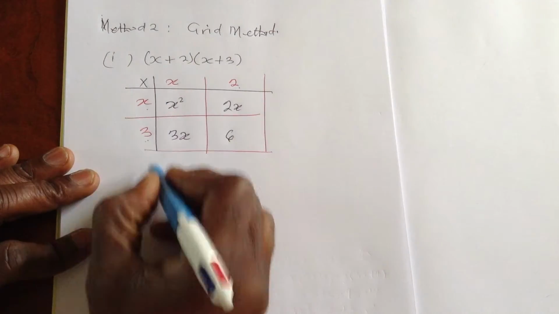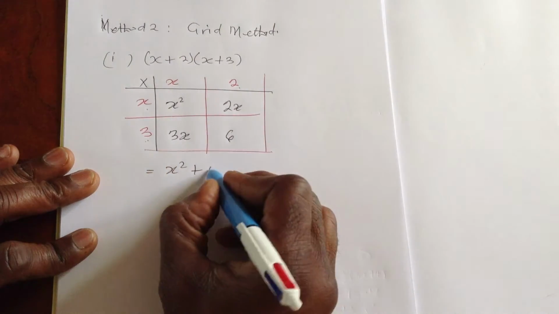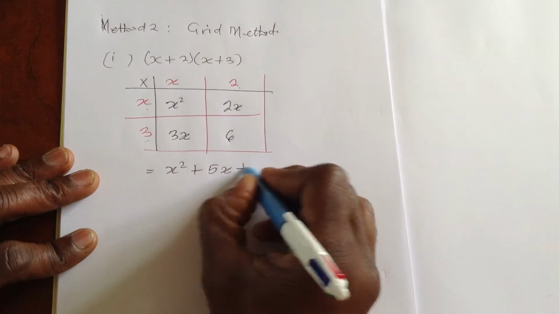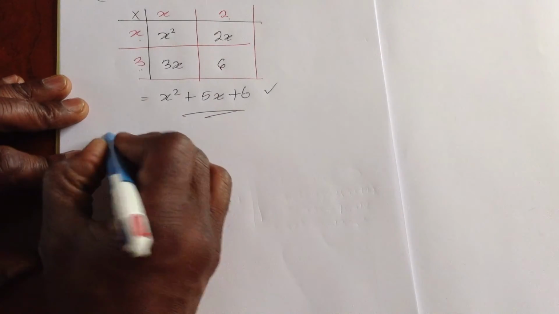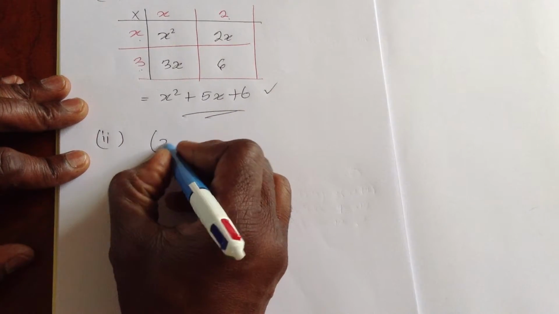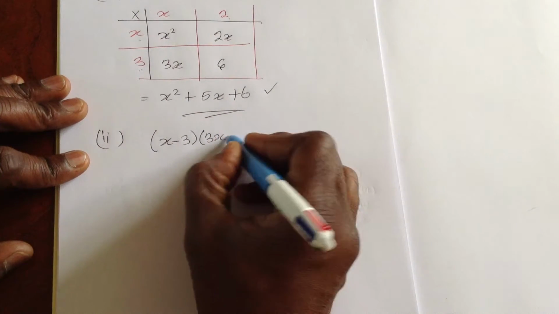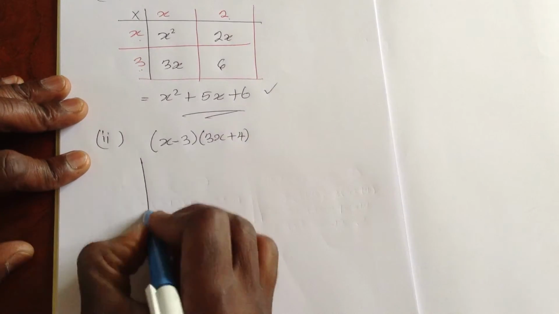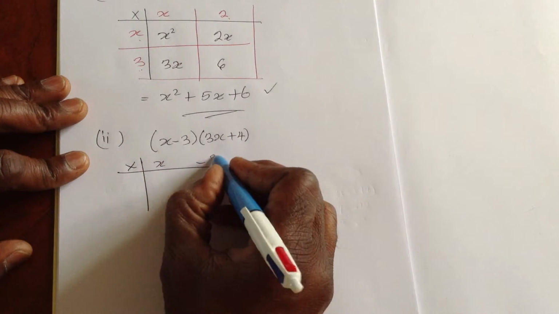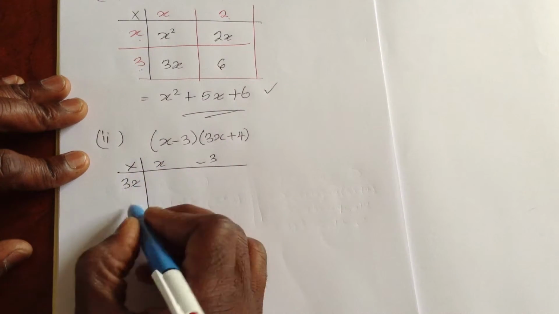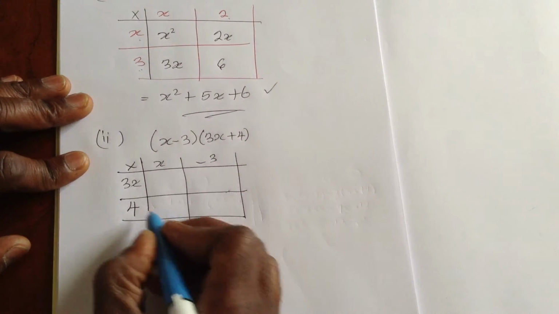So if you add what is in the grid, you're going to get x squared add 3x add 2x becomes 5x, and then you add your 6, which is the same thing as the first example. Let's try it for the second example, which is given x minus 3 into 3x add 4. We have our multiplication grid, that is times x, we have minus 3, and this time we have 3x, and then we have 4. We can create our grid and then fill in the grid.